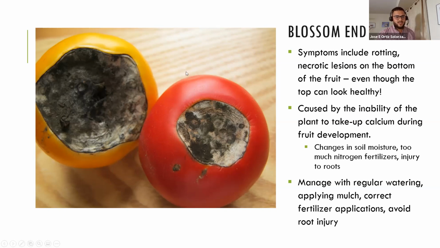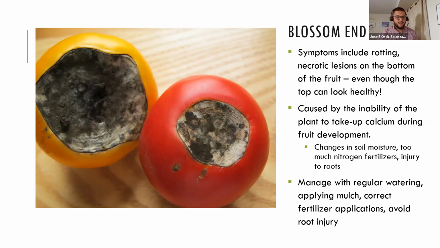So how is this caused? This is caused by the inability of the plant to take up calcium during fruit development. Calcium is a nutrient that is really important and vital for the crop to develop the fruits. So the lack of this nutrient produces this type of symptoms on the fruits.